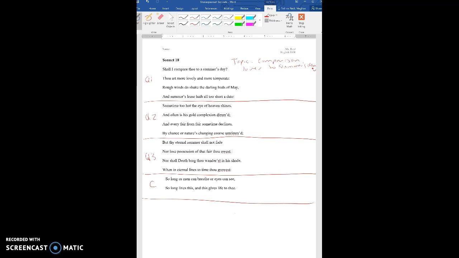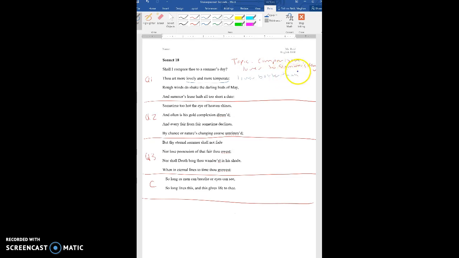Now, we want to look at the kind of comparison that's being made here. It's saying that the lover is more lovely and more temperate. Okay? So that fact that it's more lovely and more temperate, and actually I think I'll change my color here as we go through and play with the lines. So if the lover is more lovely and more temperate, that lover is going to be better than summer. And so this is important.